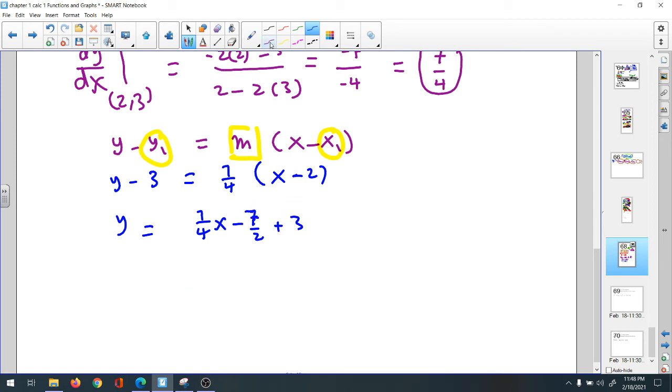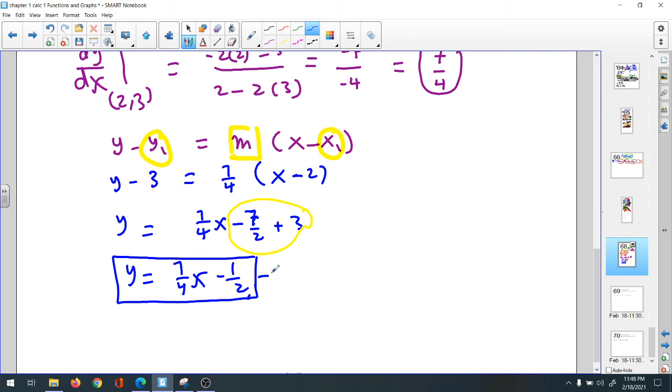So we just need to simplify 3 minus 7 over 2. 7 over 2 is 3.5. So negative 3.5 and 3 is negative 0.5, which is negative a half. So it will be y equals 7 over 4 x minus a half. This is the equation of the tangent line.